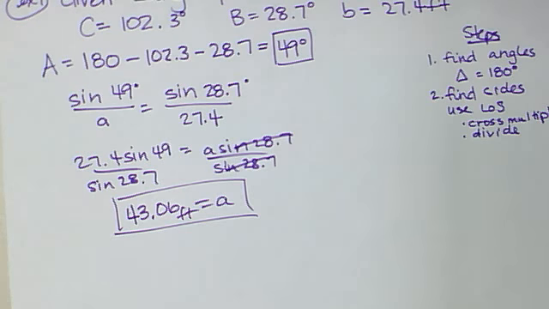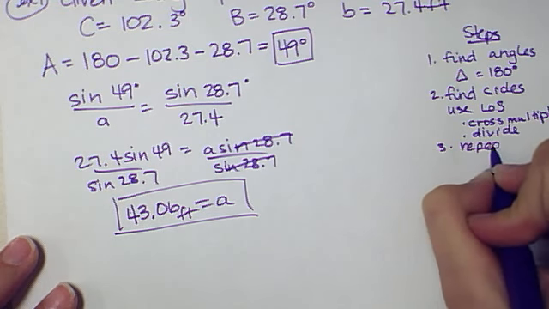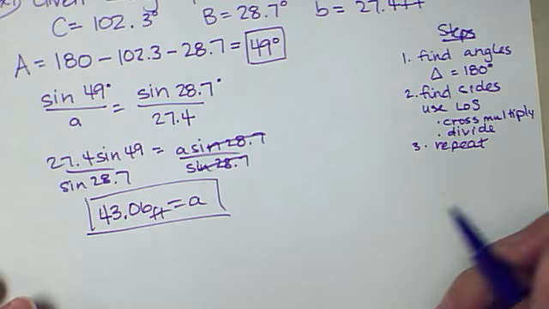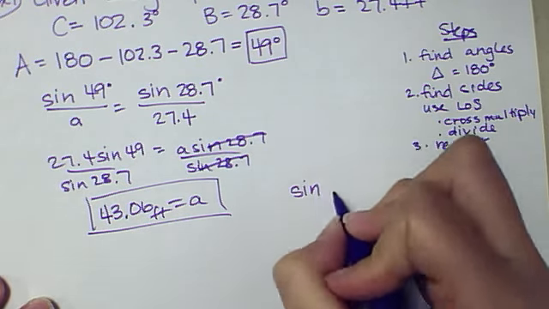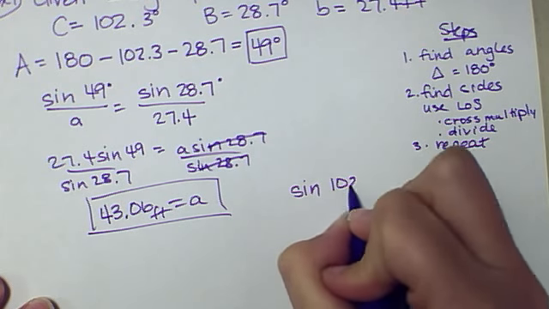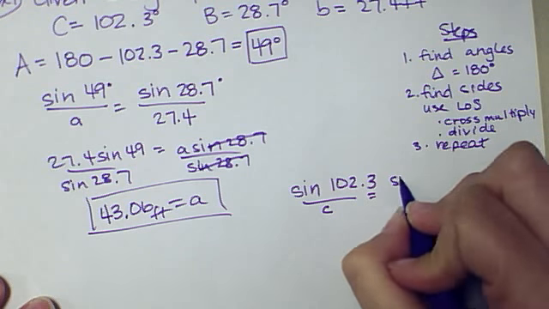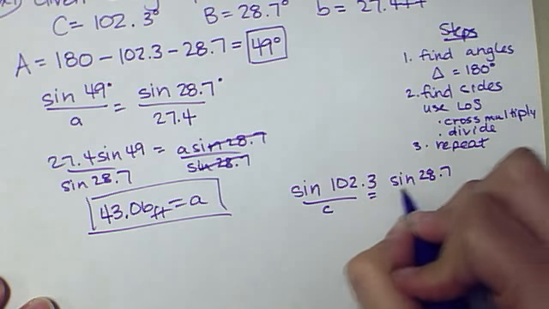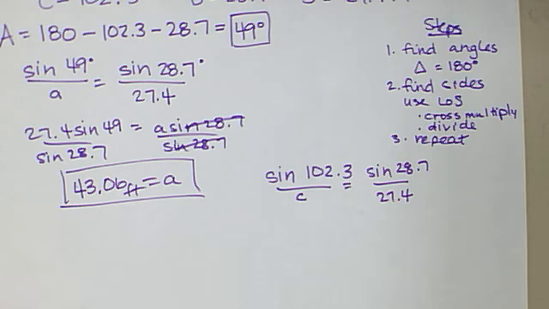So now I have an angle and one of my sides. The last thing I need is my last side. So step 3 would be to repeat. We're going to do the sine, this time of angle C, since I want side C, 102.3 over little c, equals, and then the formula looks the same, sine of 28.7 over 27.4. That's angle B over side B.